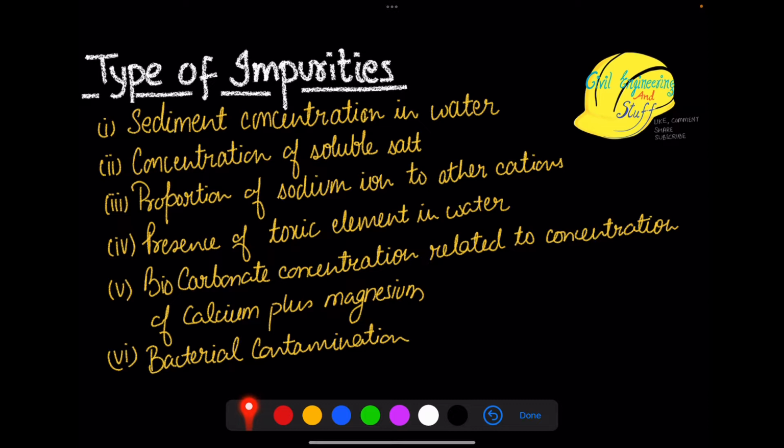In this lecture, we are going to discuss the various types of impurities, that is the total sediment concentration in the water, the concentration of soluble salts in the water, the proportion of sodium ions with respect to the other cations, and the presence of toxic elements in the water. After this, we are going to discuss the bicarbonate concentration related to the concentration of calcium and magnesium. And at the end, we are going to discuss the bacterial contamination in the water and its impact when it's used for irrigation purposes.